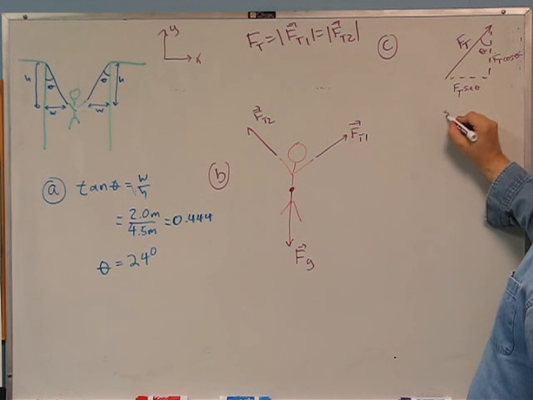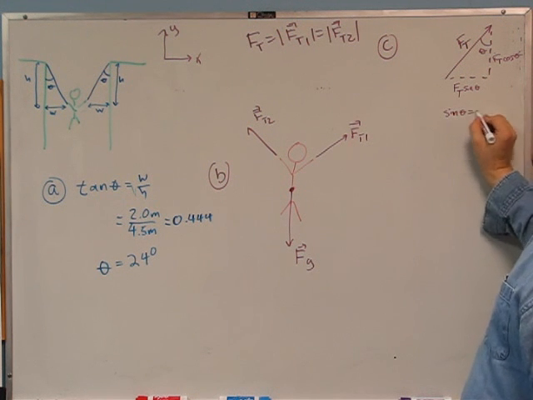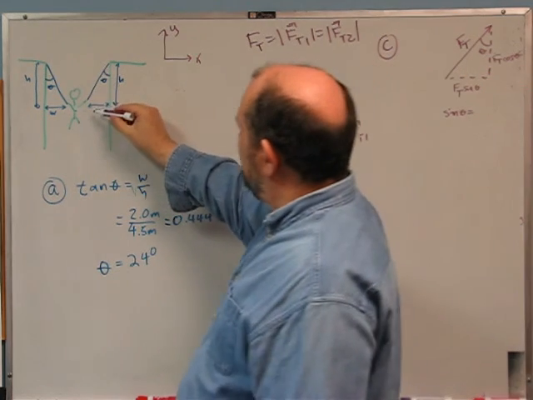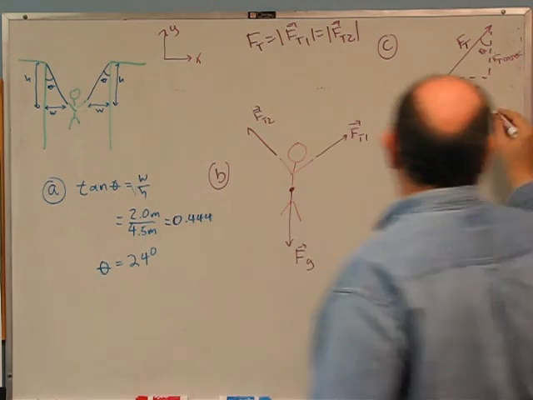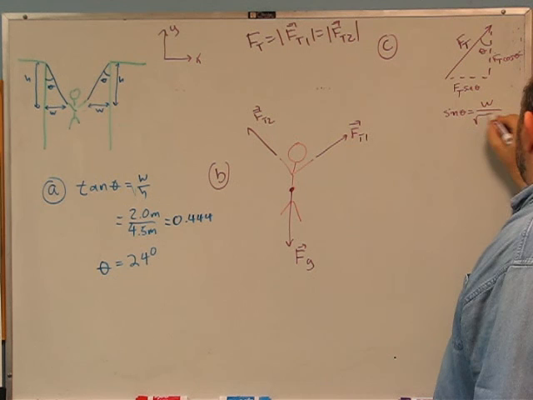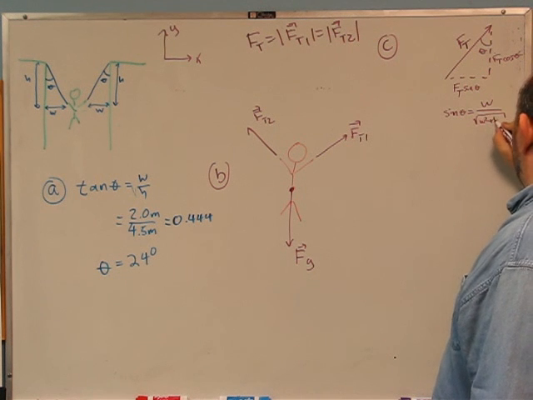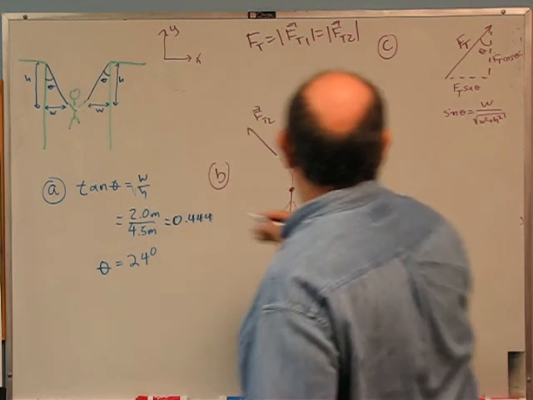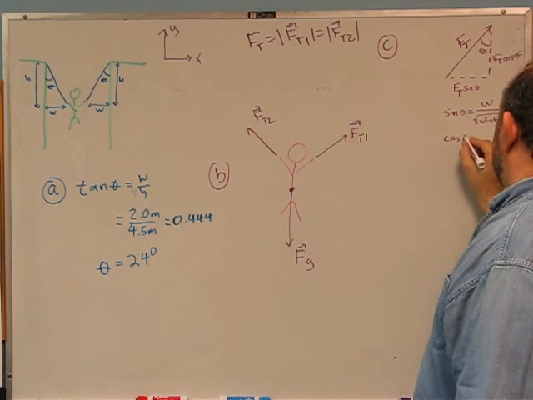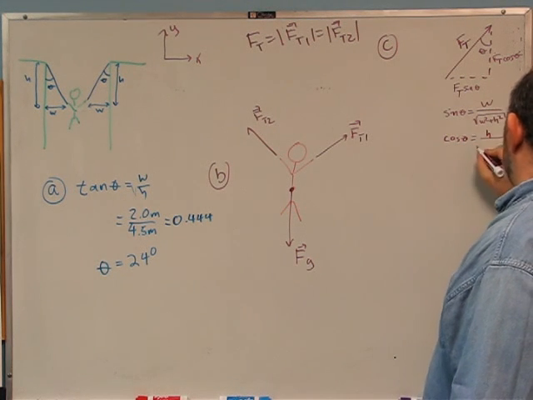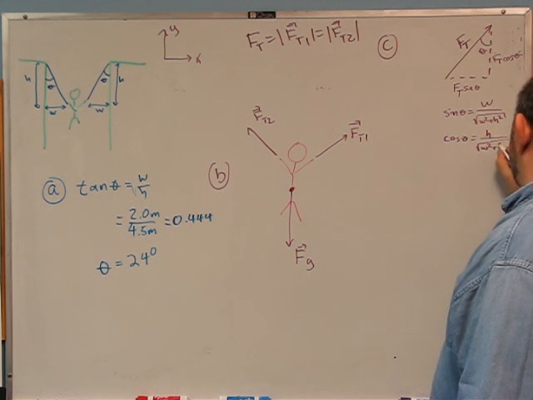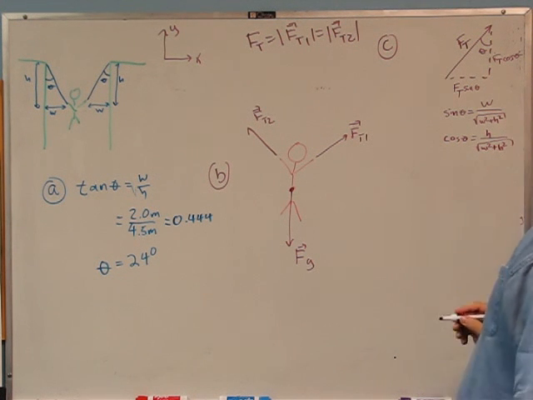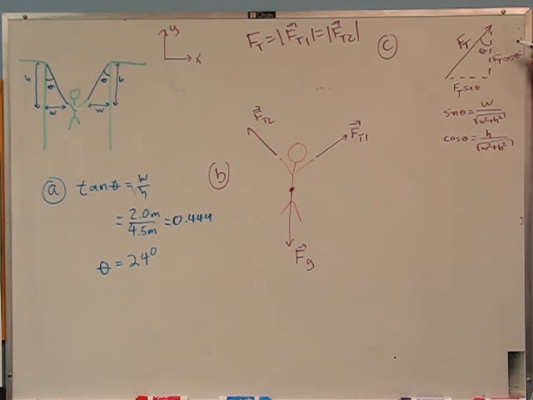And then of course we know that sine theta is the same as in this triangle here. So it's going to be W over the square root of W squared plus H squared, because W squared plus H squared equals hypotenuse squared, and cosine theta is going to equal H over the square root of W squared plus H squared. Good, so those are known quantities. We can figure out the thetas, we can figure out what those two tensions are.